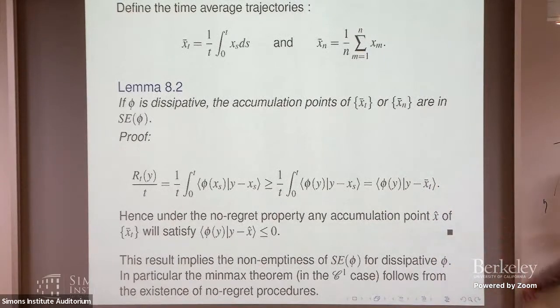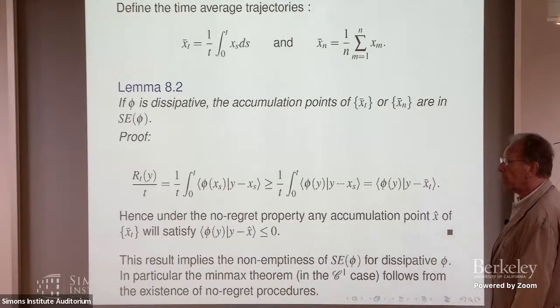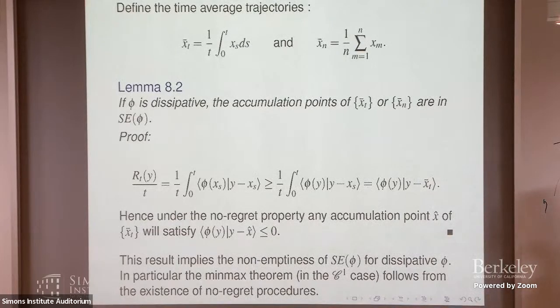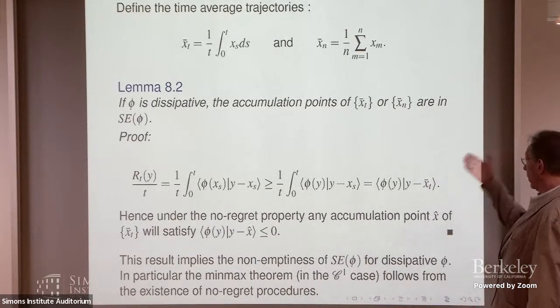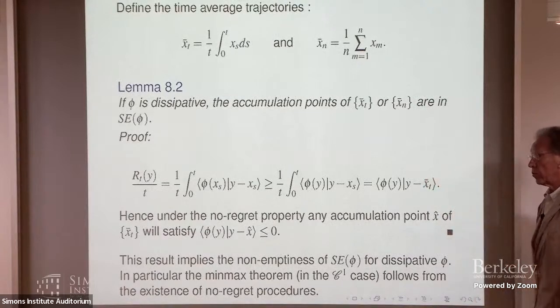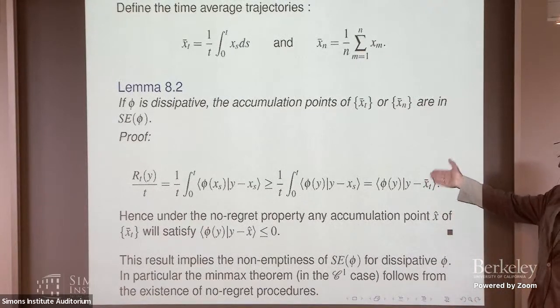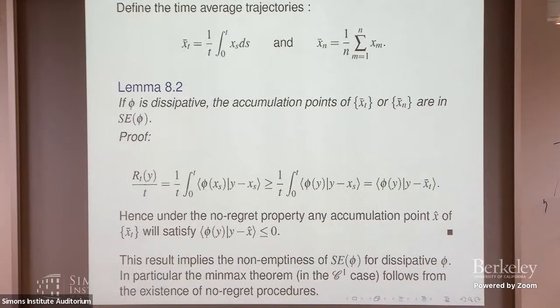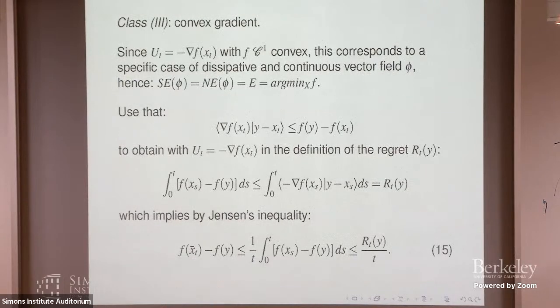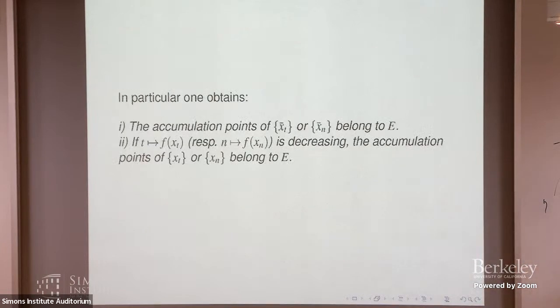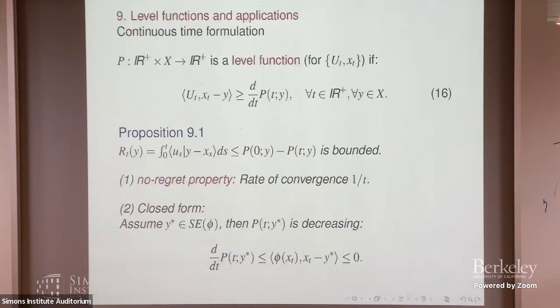So what you get here is that if you know that there are no-regret algorithms, then you can prove directly that there are solutions to SE, because any accumulation point will be a solution. And this is one of the simplest proofs of this min-max theorem through a No-Regret procedure. And in case of convex gradient, you use here Jensen's inequality, but this is well known.